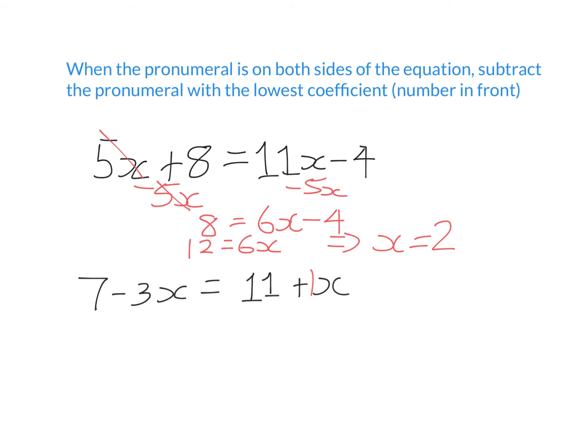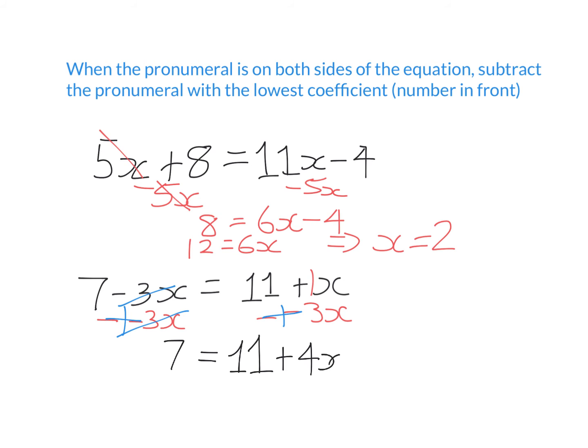Negative 3 is smaller than 1, so we're going to subtract negative 3x from both sides. But remember, two minuses together make a plus. What we're actually going to do to this side and this side is add 3x. Why are we doing this? Well, if I add 3x, it will be gone from the left-hand side of the equation. I will only have x's on the right-hand side. I will get 7 equals 11, and x plus 3x is 4x.